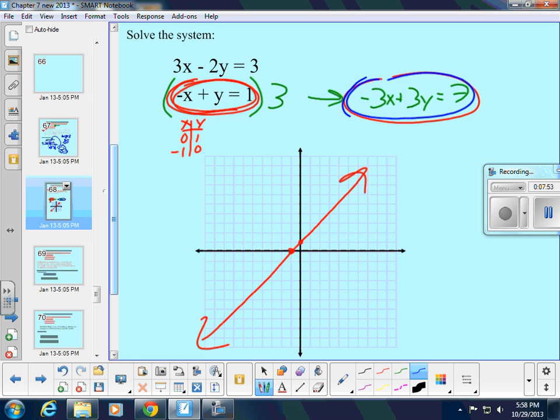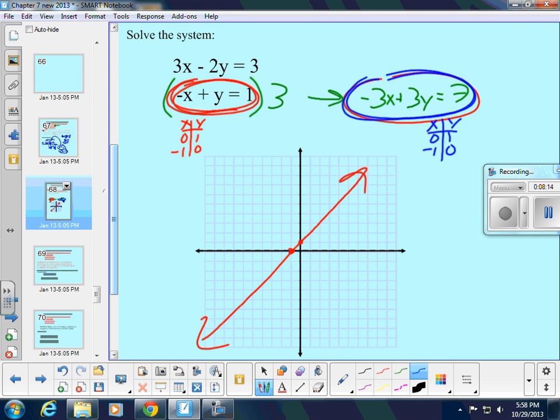Now going back to the second equation, the new one I've made from that one just by multiplying everything by 3. I'm going to graph this one using the intercepts method as well. If I put in 0 for x, what happens? Well, my y-intercept, I'd have 3 divided by 3, which would be 1. And if I put in 0 for y, I'd have 3 divided by negative 3, which would be negative 1.